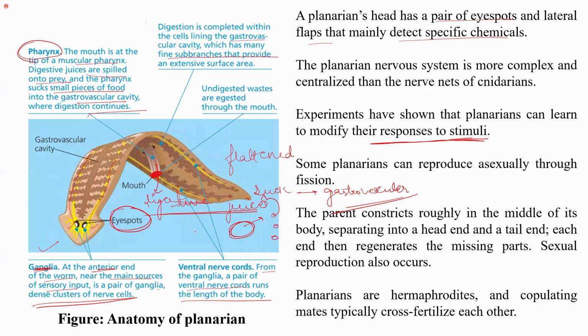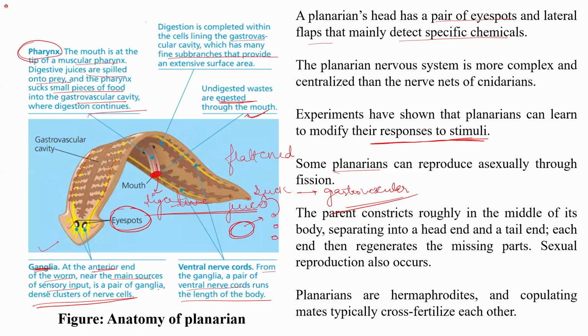Now, if I talk about planarians specifically, they can reproduce asexually through fission. They have an excellent capacity for regeneration. So planarians have regeneration capability. Whenever you learn about regeneration, most of the time you will hear the term planarians. They have excellent regeneration capability. They can reproduce asexually through fission.